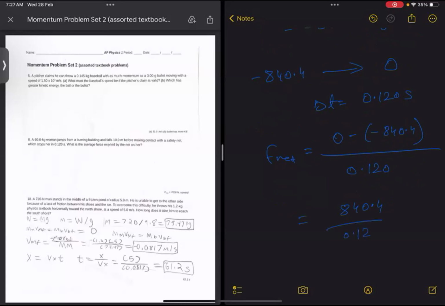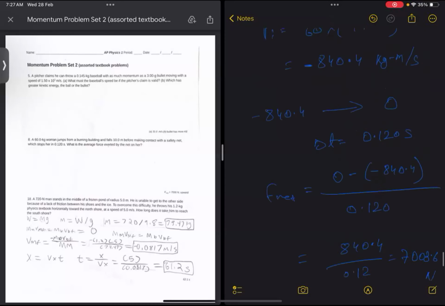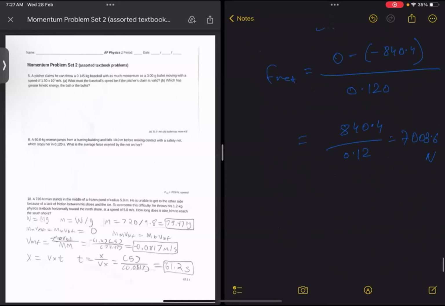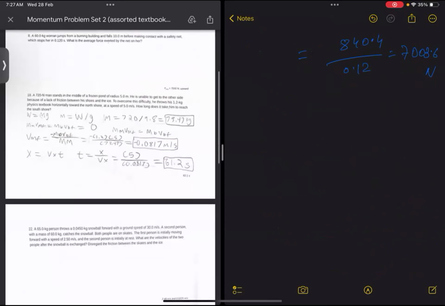So 840.4 divided by 0.12 gives your answer as 7003.6. So that is the net force exerted on the woman. Is that making sense or not? Tell me. Yes. Okay. Now, another question.